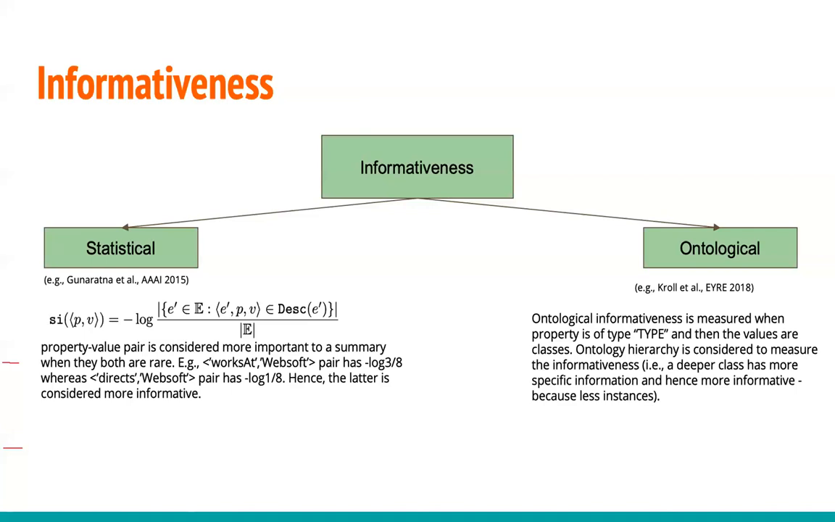And then in the ontological way, we take the property type normally used to assign an entity to a class. And then we can measure the different entities assigned to these classes, and these classes have a place in the ontology hierarchy. So based on where the class appears in the hierarchy, at the top or a lower level, we can measure some informativeness. So for example, a deeper class has more specific meaning and information, and maybe it's more informative.